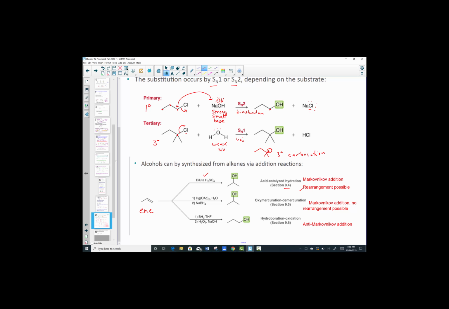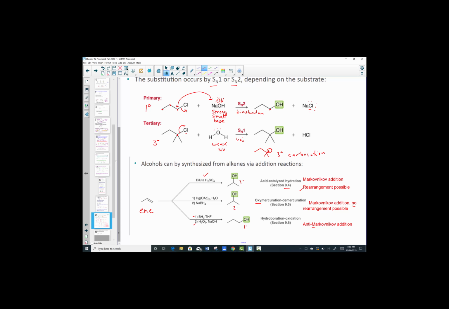If you want to prevent rearrangements, we know to use oxymercuration. Demercuration gives us Markovnikov addition, but by keeping that stability with the mercury cyclic intermediate, there is never a carbocation intermediate, and therefore eliminates the possibilities of rearrangement. And finally, using the hydroboration followed by oxidation, you get the anti-Markovnikov addition. So here you created a primary alcohol, whereas Markovnikov puts the OH on the most substituted carbon. Anti-Markovnikov puts it on the least substituted carbon.